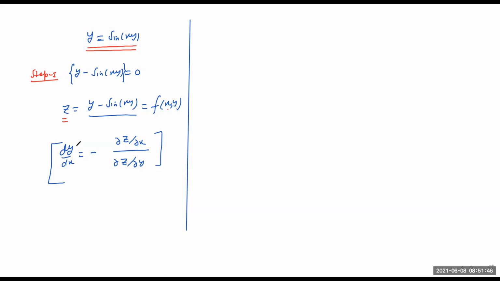To find dy over dx, we use this formula, which is the negative of del z by del x upon del z by del y. That is the formula, and this is what you need to remember. Can we write it also as del z by del x into del y by del z? No, we have to differentiate the z, so we write del z by del x and del z by del y. If you write del y by del z, then how will you differentiate? We can differentiate this and this. We'll see this. Wait. So let's begin with this question.